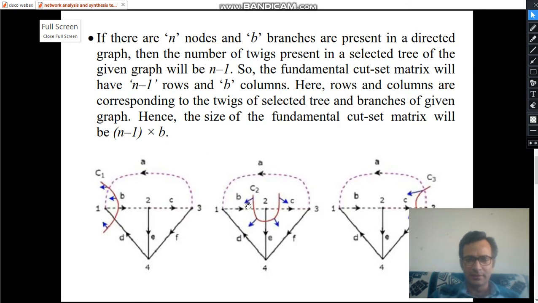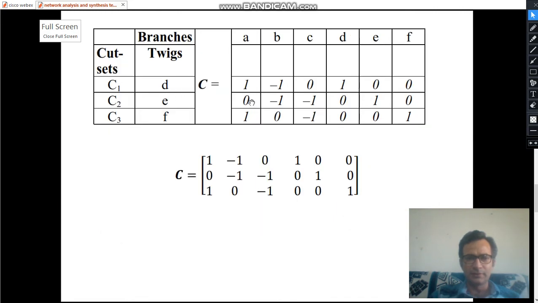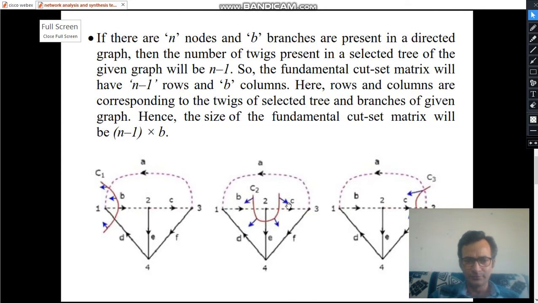Similarly, here this branch positive, E positive, +1, E +1, C +1, B -1. So here E +1, in case of C2, E +1, B -1, okay. E +1, B -1, C +1, E, B, C.